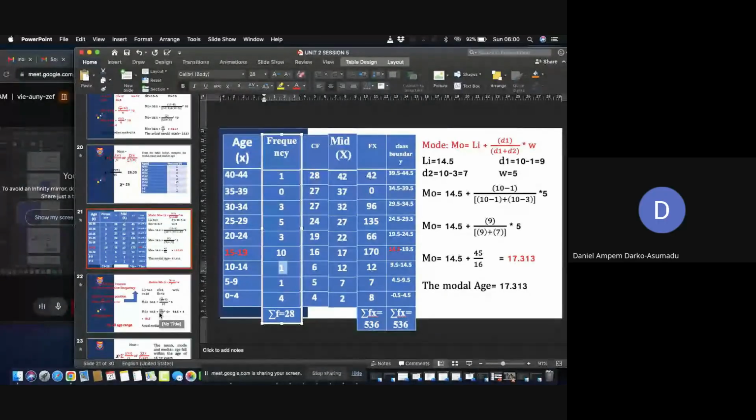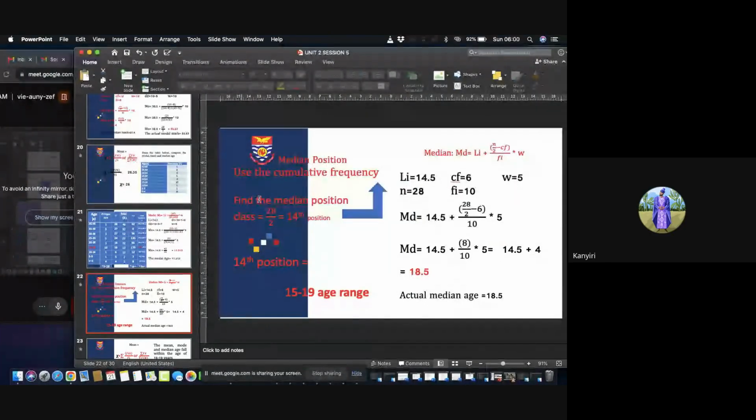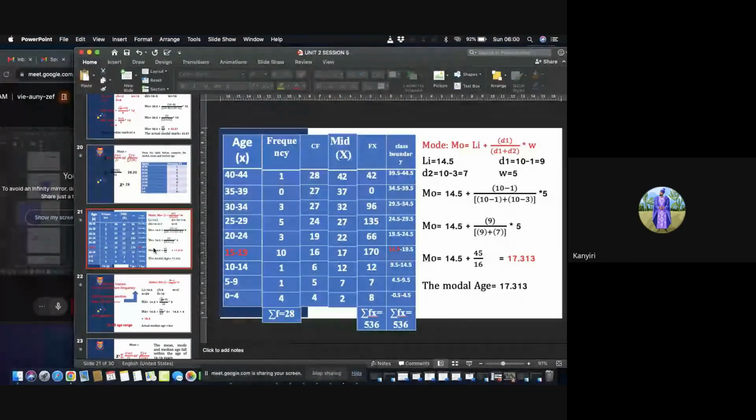Now let's go to the median. Sir, I raised my hand. Why can't the D1 cancel the D1 on top? No, it can't cancel. The formula is D1 over D1 plus D2. So you are not supposed to cancel, but look for D1 and D2 and put their values there. Even after putting the values, you can't cancel it out.